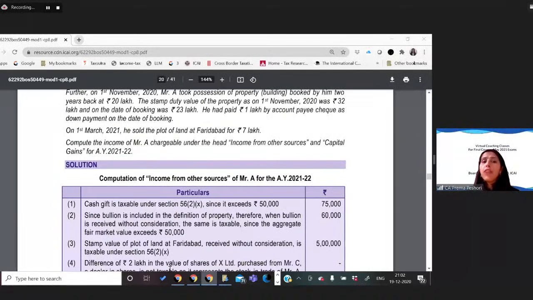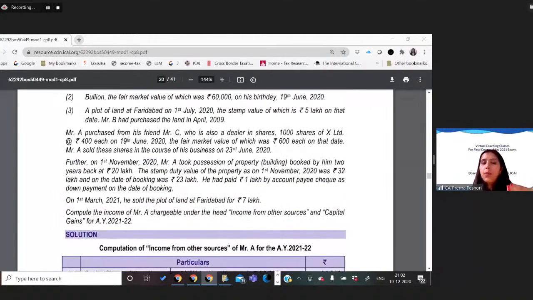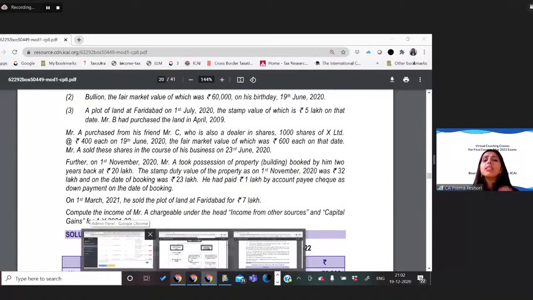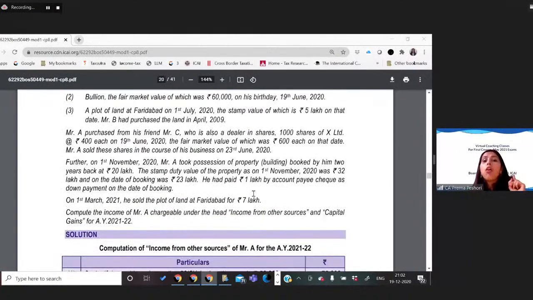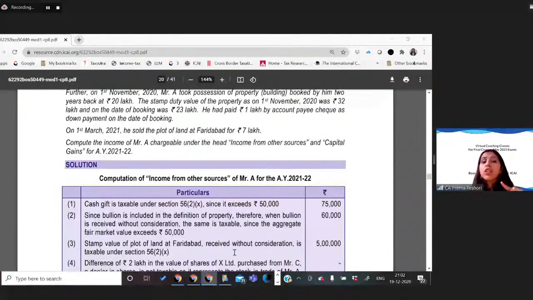And when the plot of land is sold at Faridabad for rupees 7 lakh, 7 lakh minus what will be the cost of acquisition? Cost of acquisition will not be the cost at which he has purchased or the stamp duty value, but the price at which it is taxed under 56(2)(x). It is taxed at 5 lakhs. So 5 lakh will be the cost of acquisition as per section 49(4). Clear? That will be a capital gain amount. Is it clear? Anjali, did you understand? Clear?